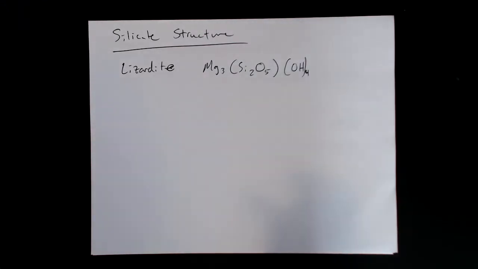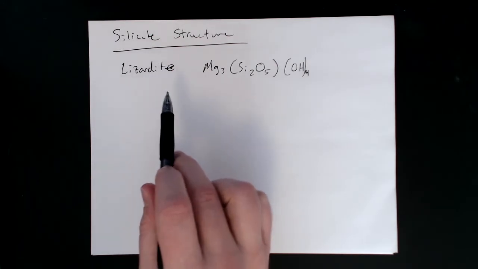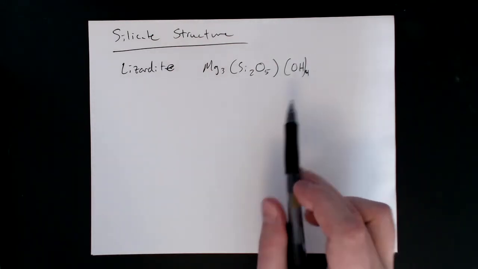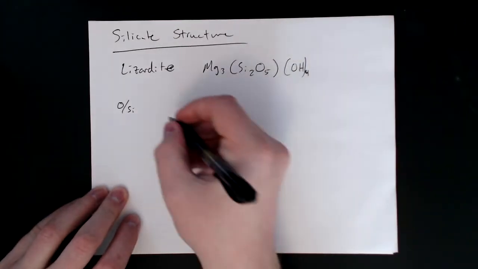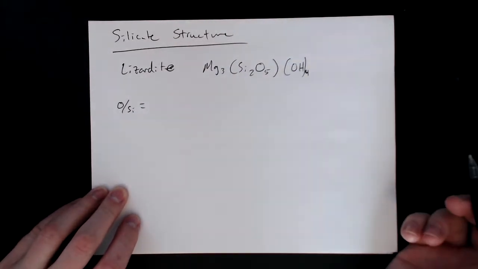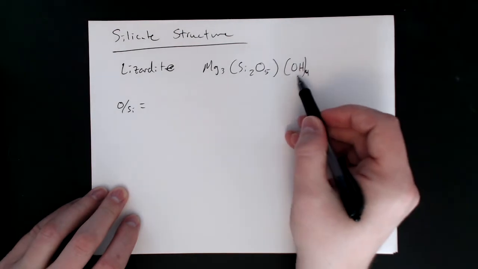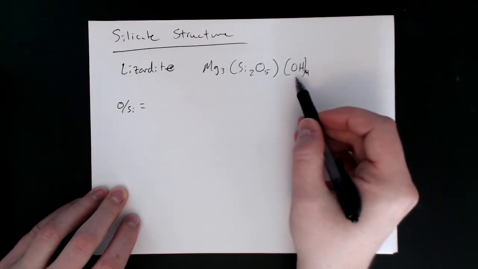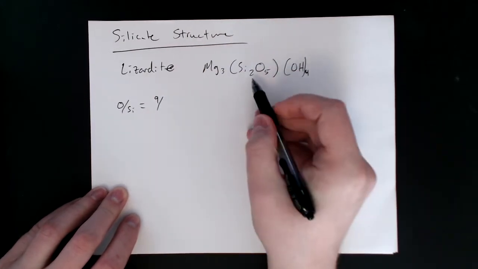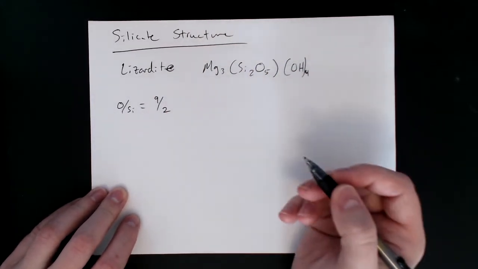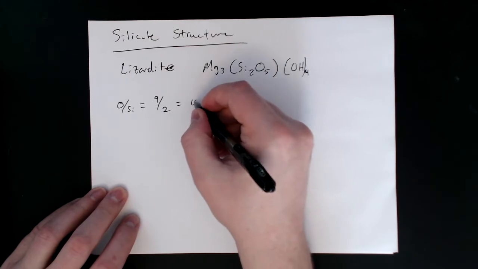All right, so to be able to predict the structure of lizardite, which I've rewritten here, again, we need to know the oxygen to silicon ratio. So let's go ahead and calculate that. If I count up all the oxygens, they're OH4, so that means I have 4 oxygen here, 9 here, so 9, and then I have silicon 2. Well, if I do this, I get 4.5, right?